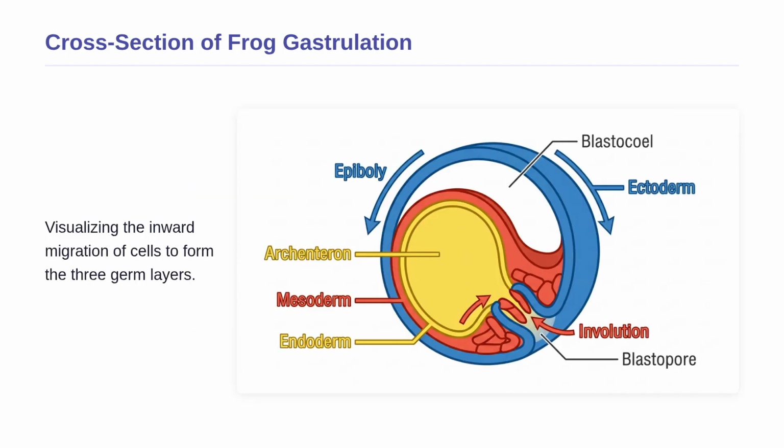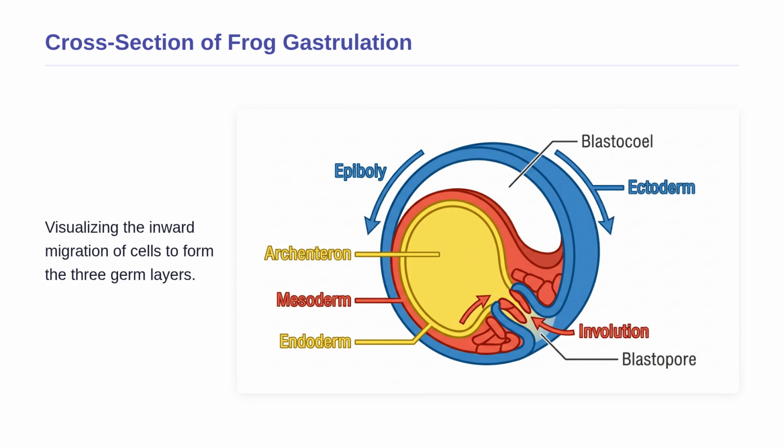Let us bring all these concepts together and look at what is actually happening inside the embryo. Here we see a cross-section of the frog during gastrulation. Notice the blue outer layer? This is the ectoderm. The arrows pointing downward along the surface represent epiboly, where these cells are spreading out to cover the embryo. On the right side, you can see the blastopore, the slit where the cells are rolling inward.